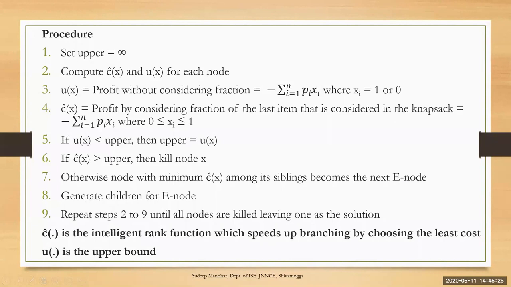From that E node, you are supposed to generate the children, and loop through steps 2 to 9 until all the nodes are killed, leaving one as the solution. Only one node should be left as the solution. Again, we'll look at this algorithm while solving.